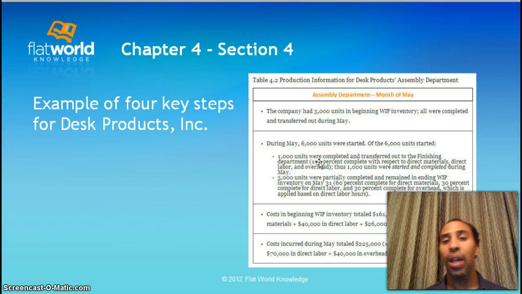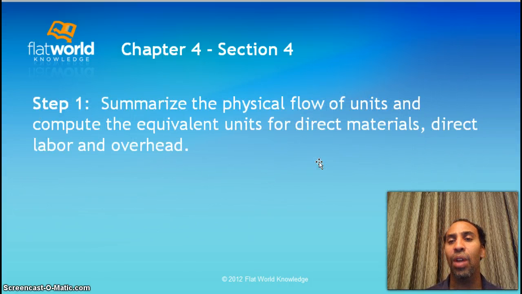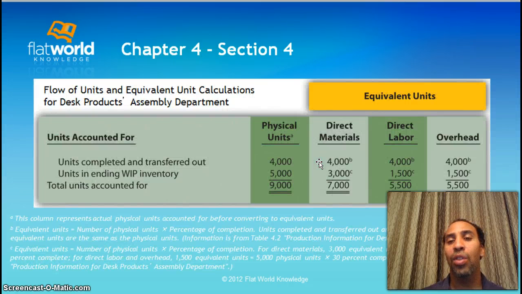So I'm going to go to a different slide, but we're going to come back to this one in a second. So it says summarize the physical flow of units and compute the equivalent units for direct materials, direct labor, and overhead. So when you look here, remember that number 4,000. This is how you do it. So units accounted for, units completed and transferred out. Well, we know that we completed 4,000 units and transferred those out. There's no change in that between direct materials, direct labor, and overhead because we completed them and we transferred them out. So 4,000 physical units, 4,000 direct material, 4,000 in regards to direct labor, and 4,000 in regards to overhead.